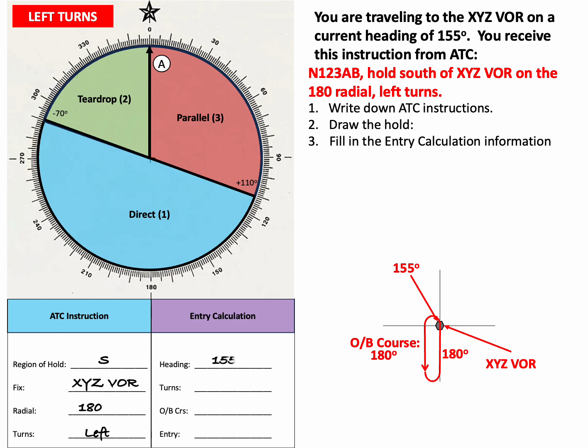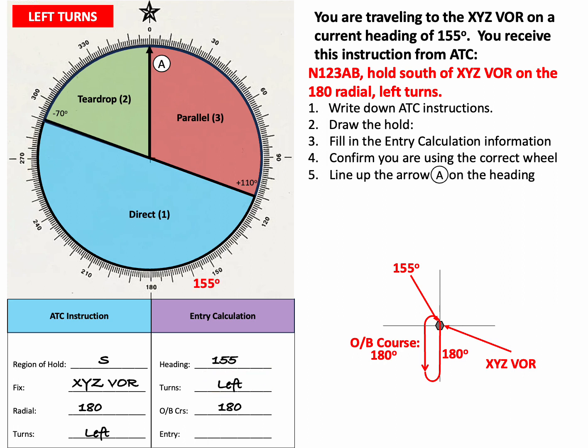We know our heading is 155. We know our turns are left turns. And we can look at our diagram and see that our outbound course is 180. We need to confirm we are using the correct wheel. So we have left turns and we are using the left wheel.